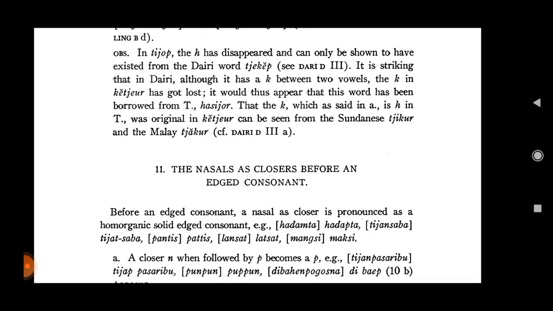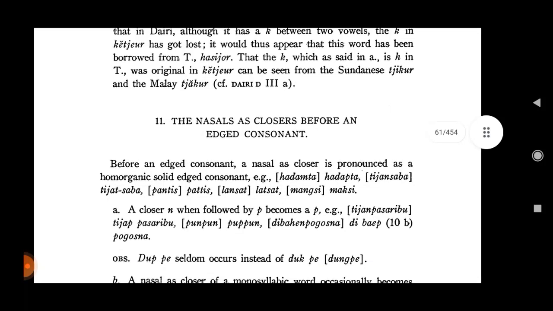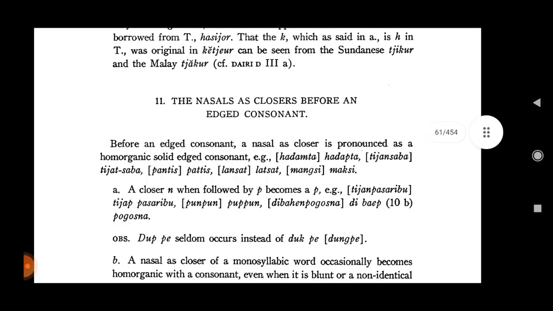See diary D3. It is striking that in diary, although it is a K between two vowels, the K in culture has got lost. It will thus appear that this word has been borrowed from Te Hasior. The K, which as said in A is Ha in Te, was originally in Kecak, can be seen from the Sundanese Cikur and the Malay Cakur, CF the D3A.